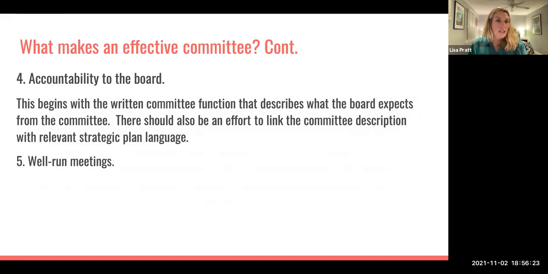Number 4, accountability to the board. This begins with the written committee function that describes what the board expects from the committee. There should also be an effort to link the committee description with relevant strategic plan language. So I think that this might be something we're going to discuss in future select board meetings, but moving forward with our strategic plan and having committees that are on board with our strategic plan and moving the town forward is very important. And then 5 is having well-run meetings. And that's, I think, sort of a summary of all the other 4 points. All right, next one.